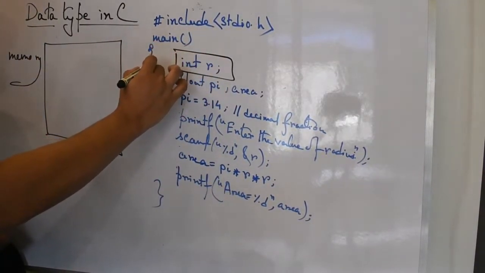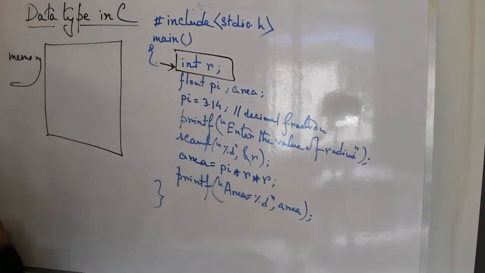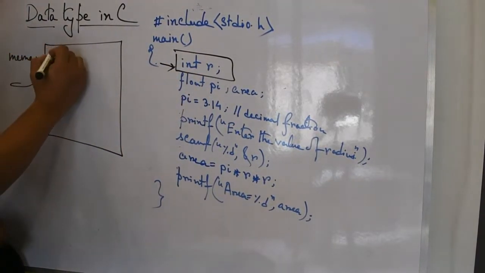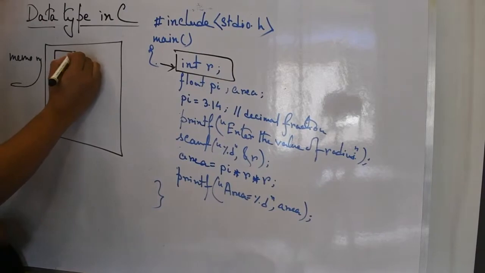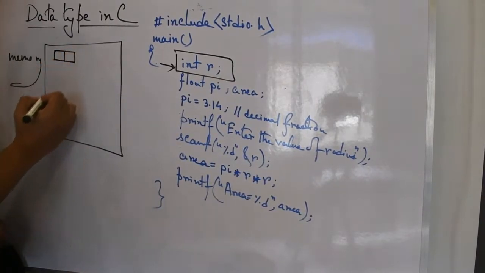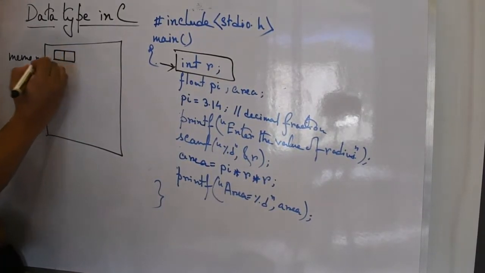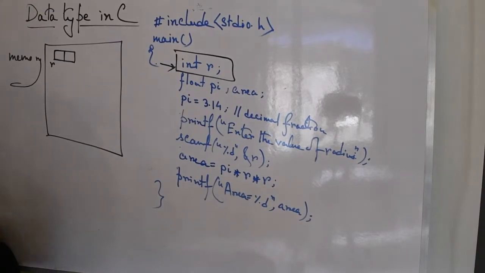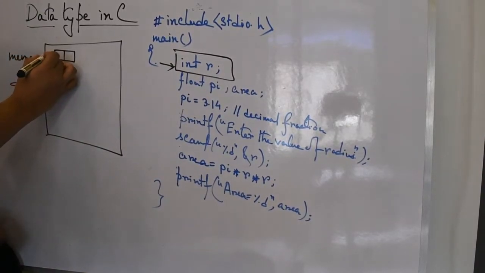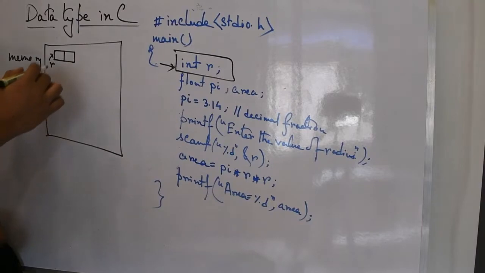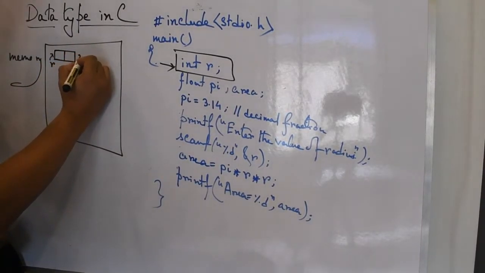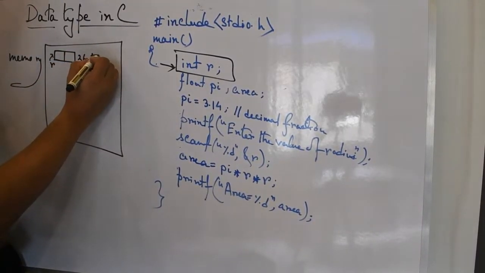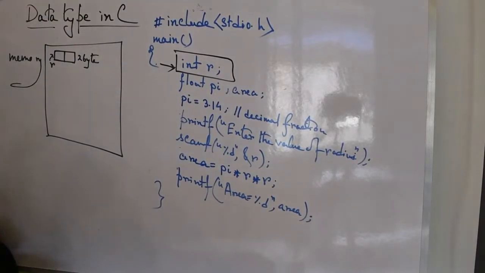When the compiler gets this instruction, int r, it will allocate 2 bytes of space and assign it to the variable r. 2 bytes.